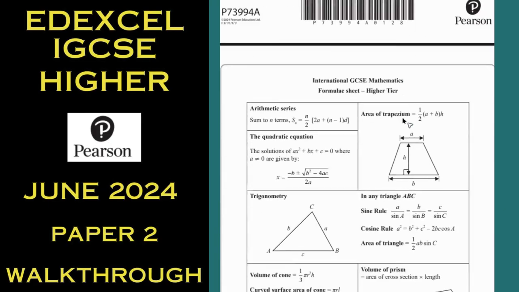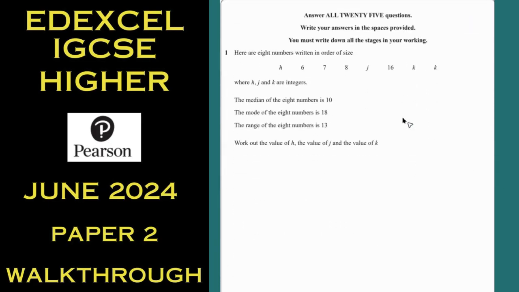So let's go. Question one is one of those mean, median, mode and range questions. Just wordy. Take it one step at a time. The one that stands out to me first was the mode is 18, because all the numbers are different. So there we go. We need to make 18 the most popular number.